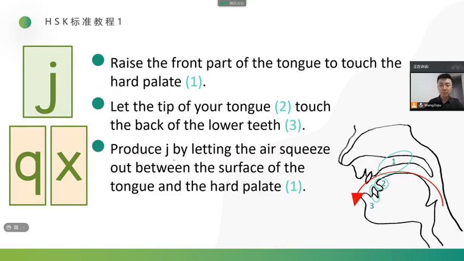Produce Ji by letting the air squeeze out between the surface of the tongue and the hard palate. Ji. When we pronounce it, the tip of your tongue touches the back of the lower teeth. The front of your tongue touches the hard palate, about this position. Then squeeze the airflow between the surface of your tongue and the hard palate. Squeeze it. Ji.